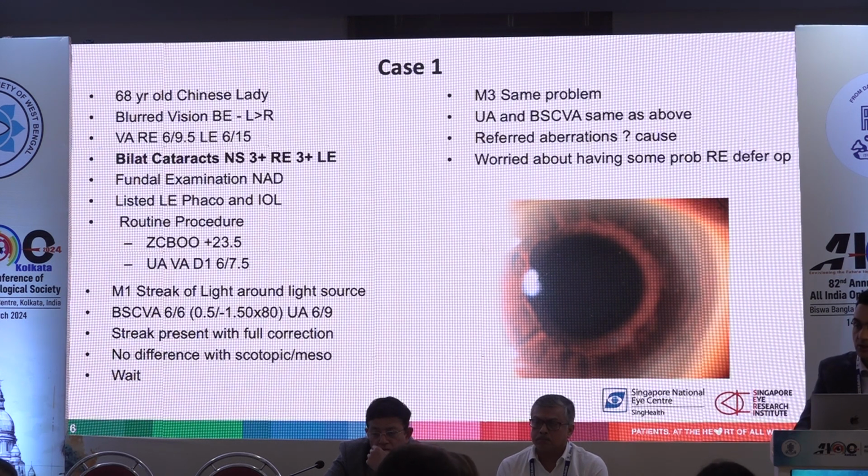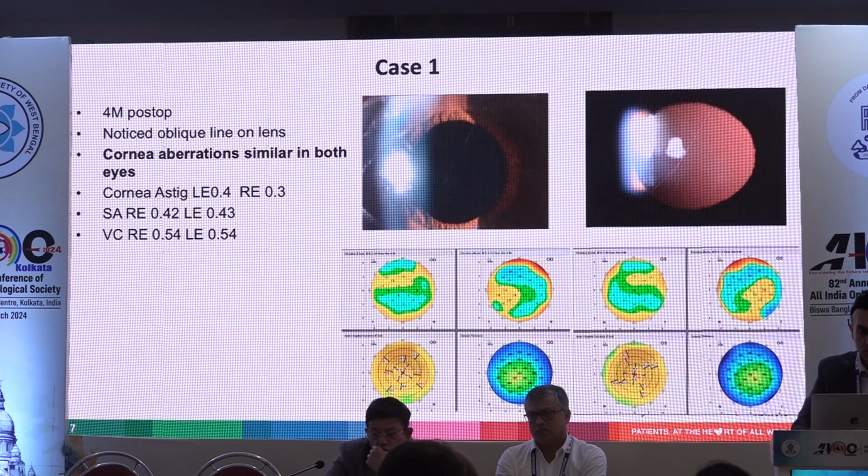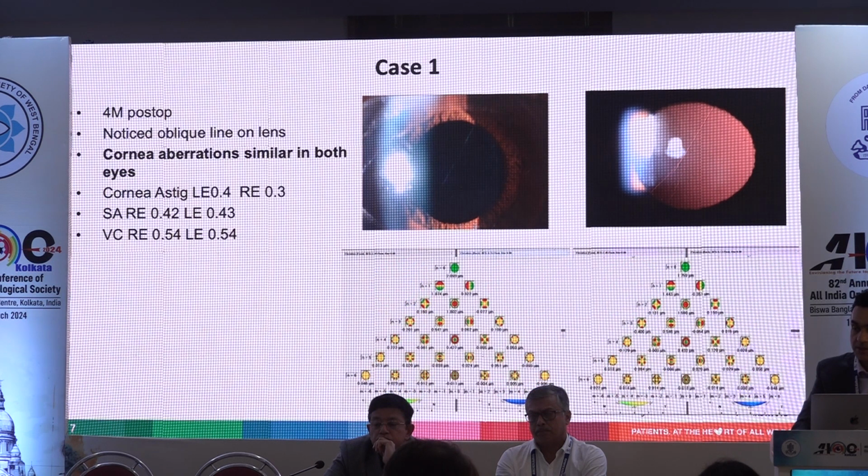This is what the eye looked like. She was sent to me because they thought she had some induced aberrations on the cornea that may be causing the problem, and that we could sort this out with some laser treatment. At 4 months post-op, when I saw her in clinic, the aberrations were actually completely fine in both eyes, both on tomography and with respect to spherical aberration. So clearly she's getting a streak light phenomenon from the lens itself.